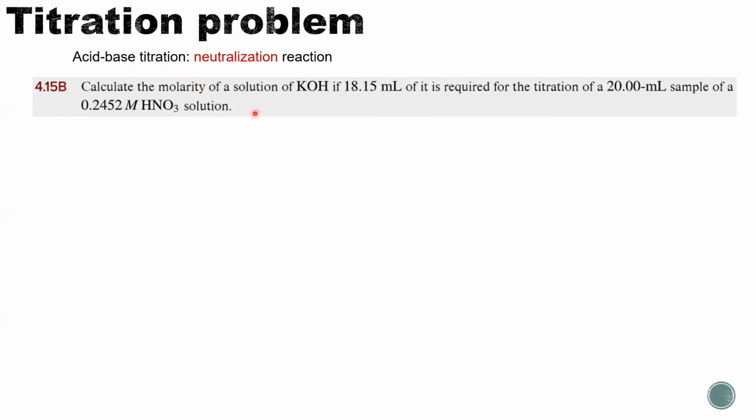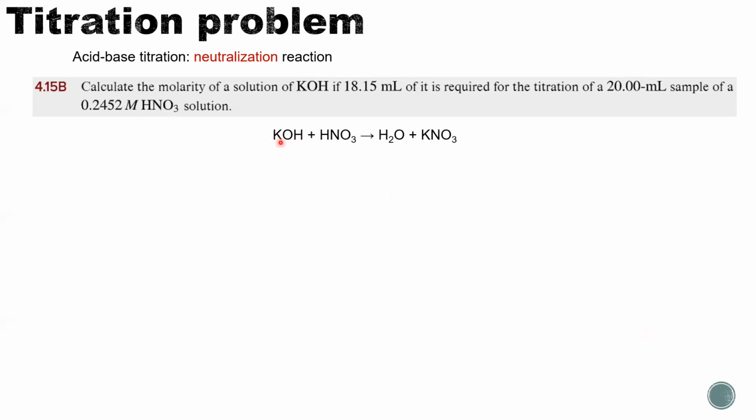Let's take an example to solve a titration problem. Calculate the molarity of a solution of potassium hydroxide if 18.15 milliliters of it is required for the titration of a 20.00 milliliter sample of a 0.2452 molarity nitric acid solution. First, it's a titration problem. We need to write out the chemical equation. So it's KOH reacting with HNO3.